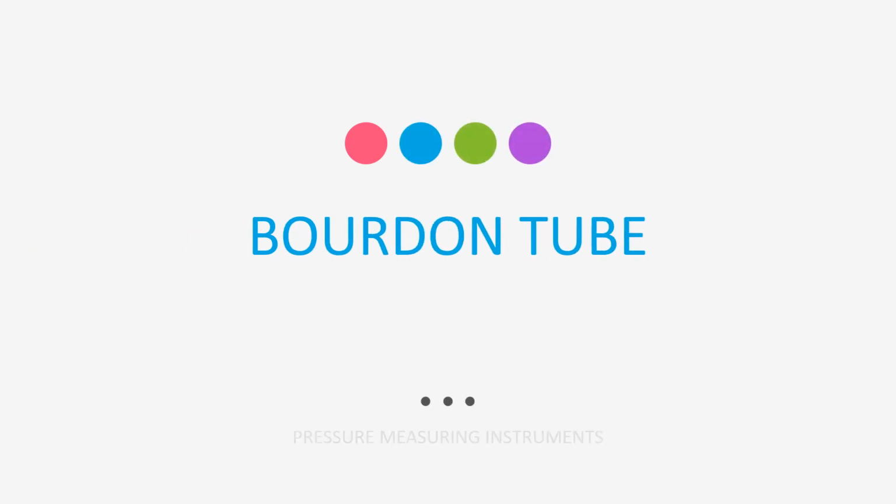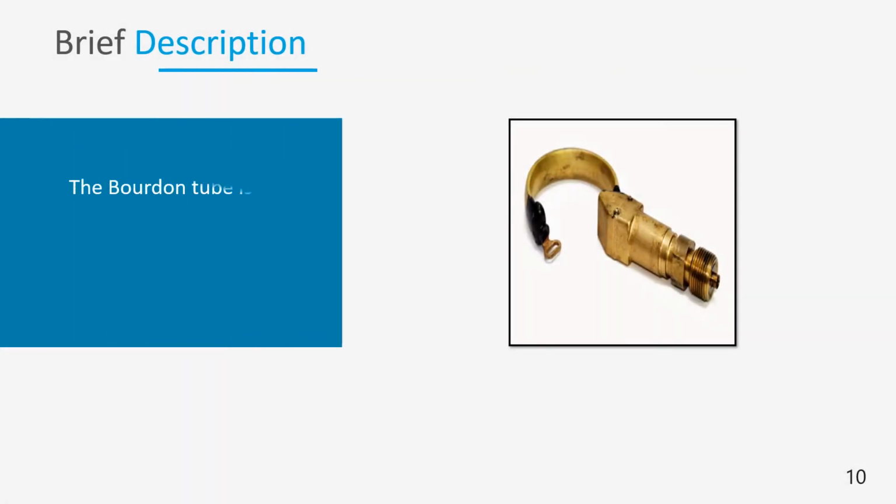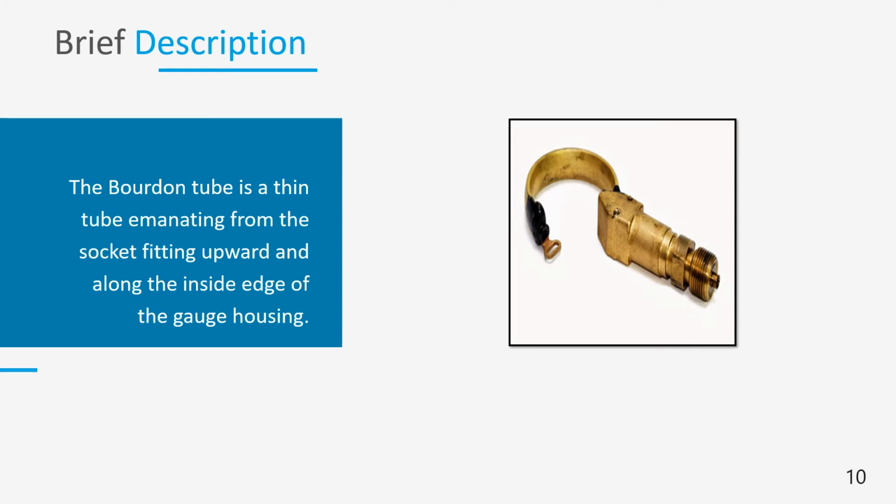So, next we have the Bourdon tube, another pressure measuring instrument. The Bourdon tube is a thin tube emanating from the socket fitting upward and along the inside edge of the gauge housing. The name Bourdon was derived in honor of Eugene Bourdon, a French watchmaker and engineer who invented the Bourdon gauge in 1849. So the Bourdon tube is named after Eugene Bourdon, the one who invented it.